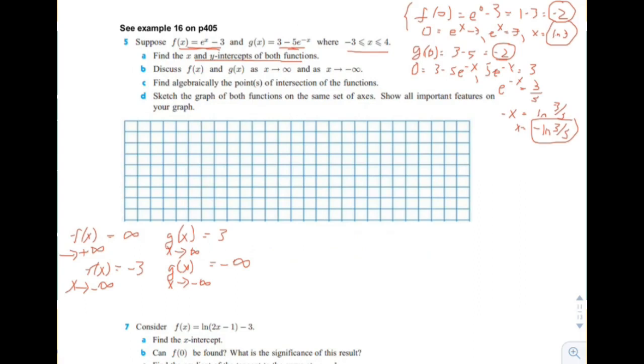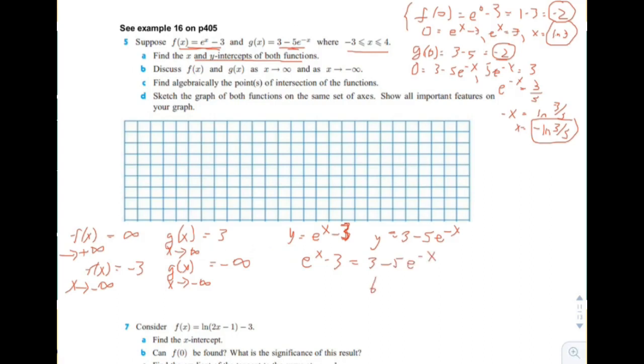Find algebraically the point of intersection of the functions. Okay, so to do that, you're going to assume you have two functions, e to the x minus 3, and a function 3 minus 5e to the minus x. You're going to assume that the x's and y's can be the same at some point. Since they're the same, we can set them equal to each other. e to the x minus 3 equals 3 minus 5e to the minus x.